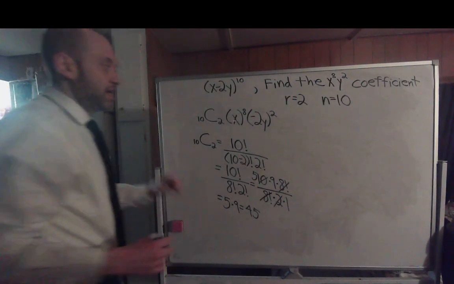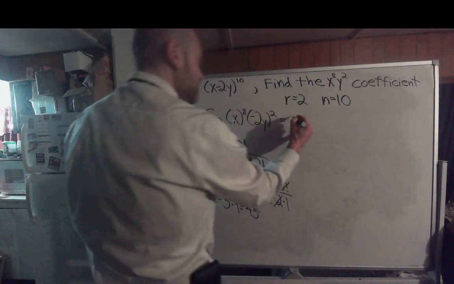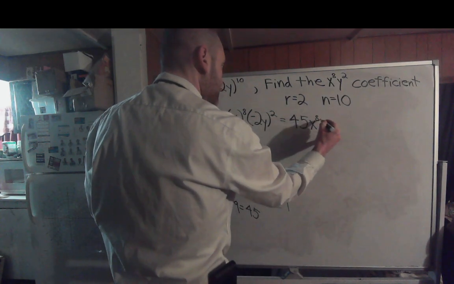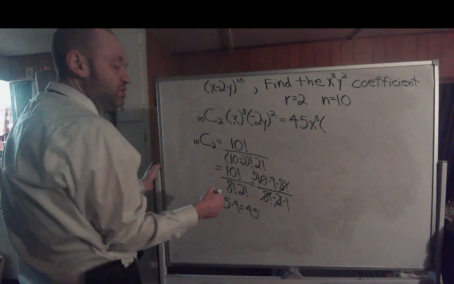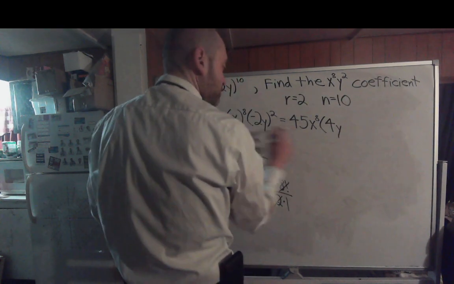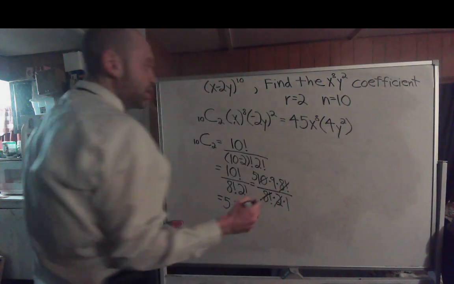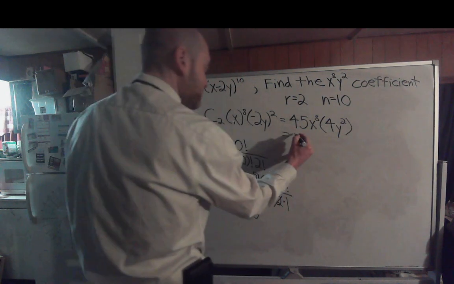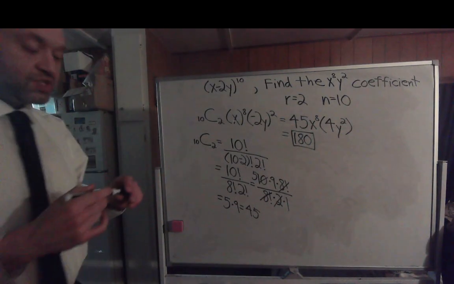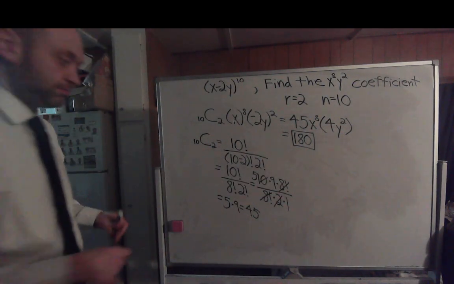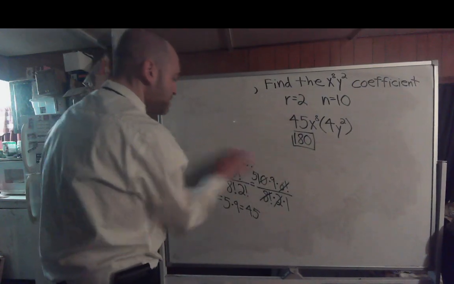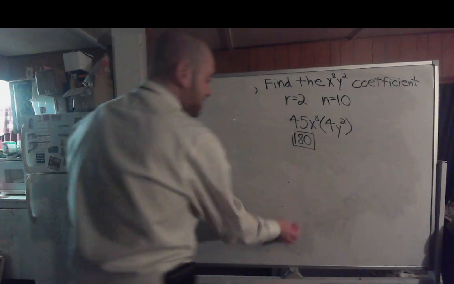So you get 45. So this would turn into 45 x to the 8th, which is just that, times that negative 2y squared. That would be positive. Negative 2y to the second is positive 4y squared. So now just take 45 times 4, you'll have 180. So the coefficient on the x to the 8th y squared term is going to be 180. A couple more coefficients, and then we will go on to finding whole terms.